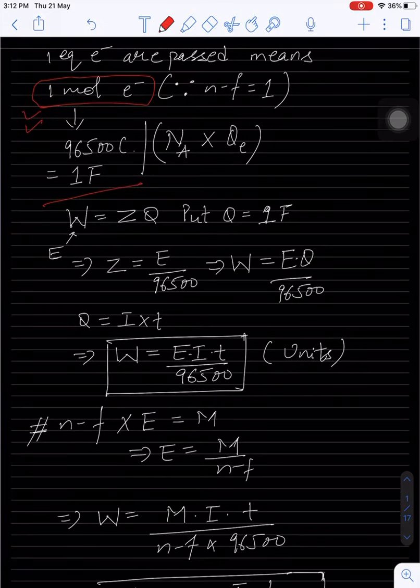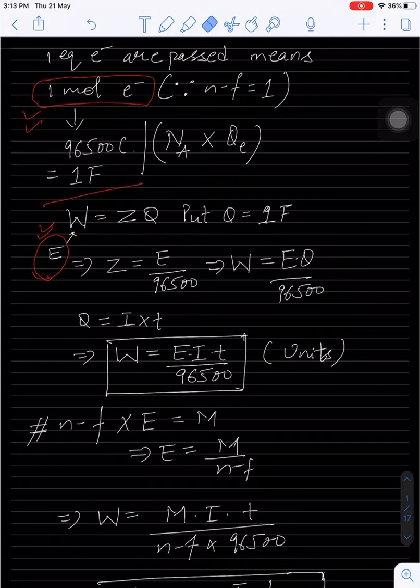So when we say W equal to ZQ, obviously we have studied it. This is the first law of Faraday. If we put Q equal to 1 Faraday, 1 Faraday means 1 mole of electrons or one equivalent of electrons. So one equivalent of electron produces one equivalent of mass. So W is replaced by this E.